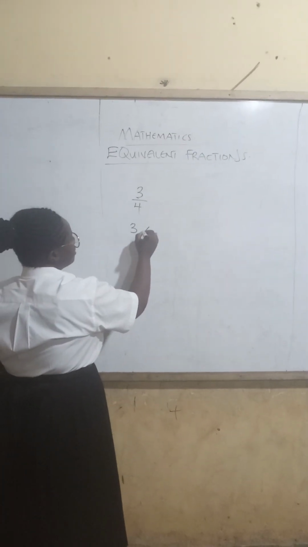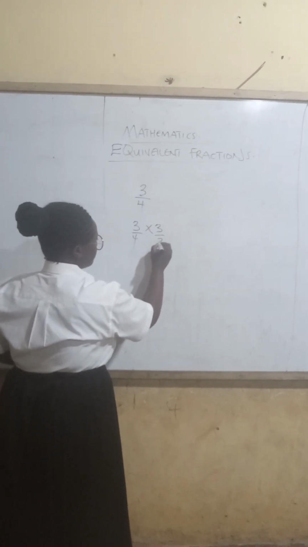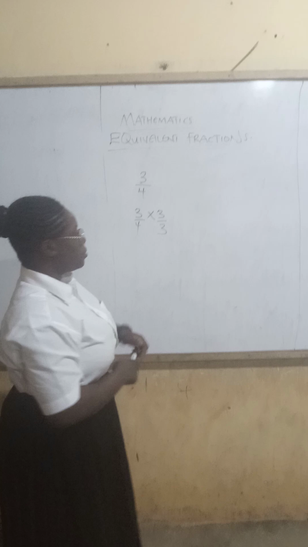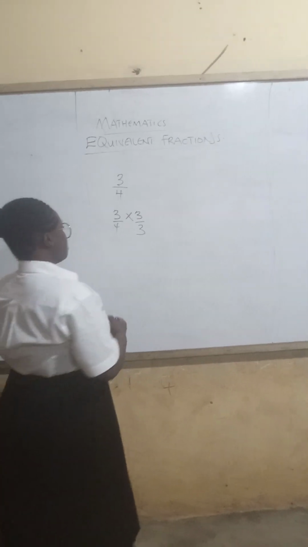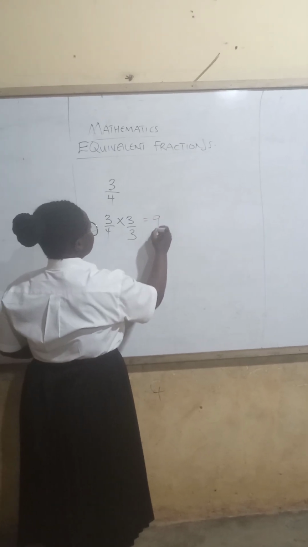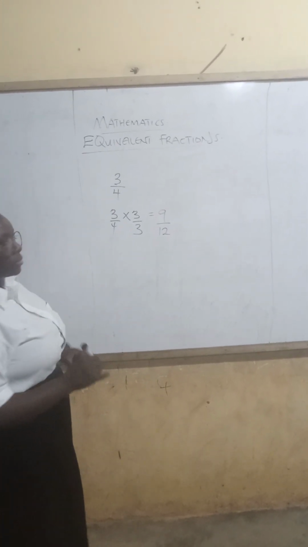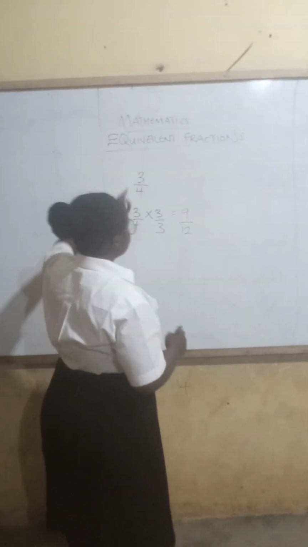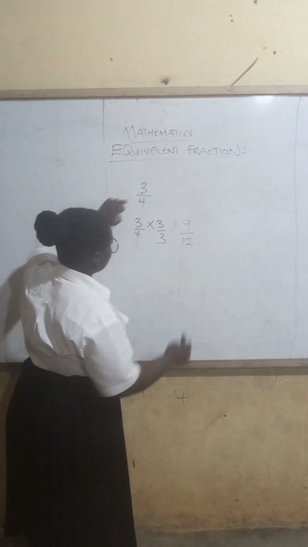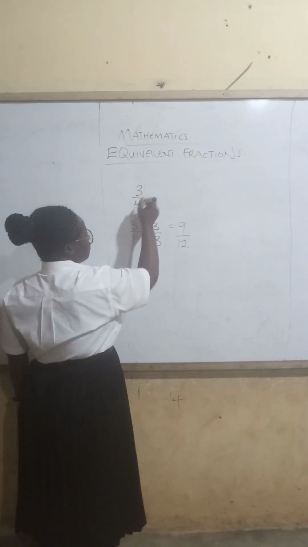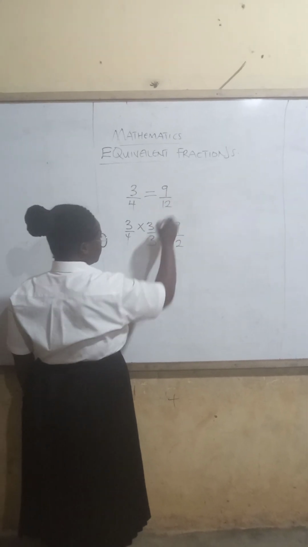3 out of 4 times 3 out of 3. We multiply the 3 by the 3 and the 4 by the 3, which gives us 9 out of 12. Are you focusing? So it means 3 out of 4 is equivalent to 9 out of 12.